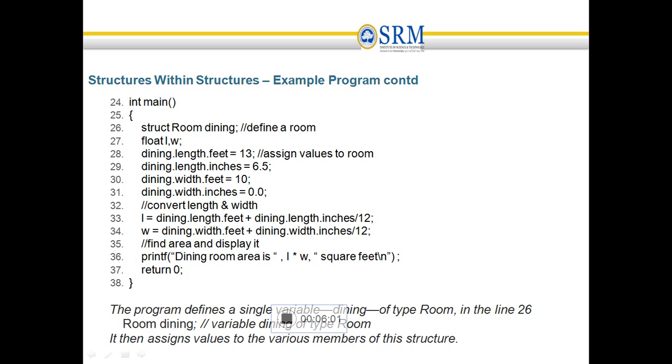After initializing the members, all the length and width members, we convert the inches into length. After the conversion, we also print the values accordingly. So the understanding here is that for this scenario we applied the nested structure, and using the single variable room dining we applied this nested structure approach.